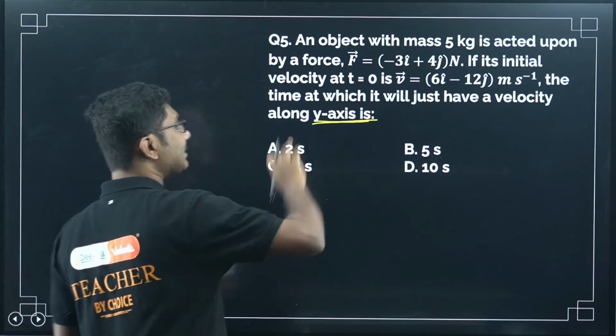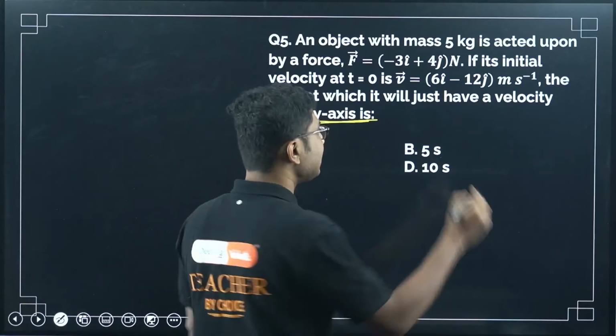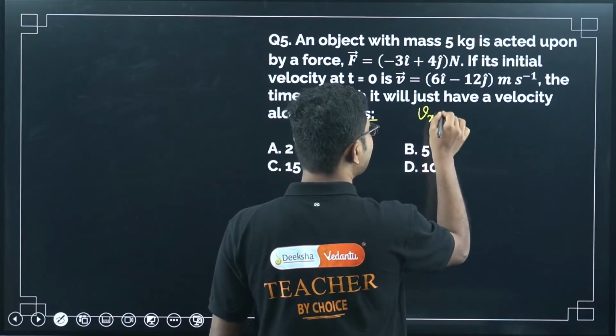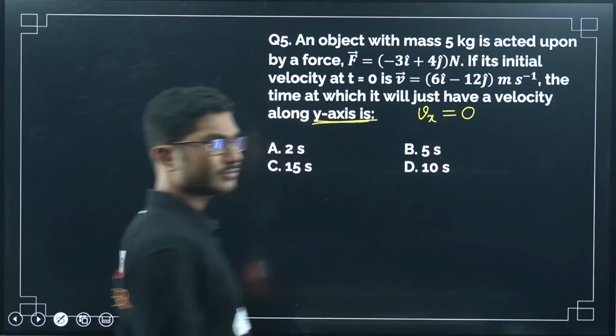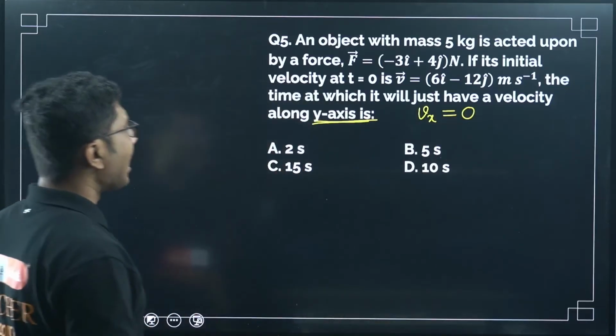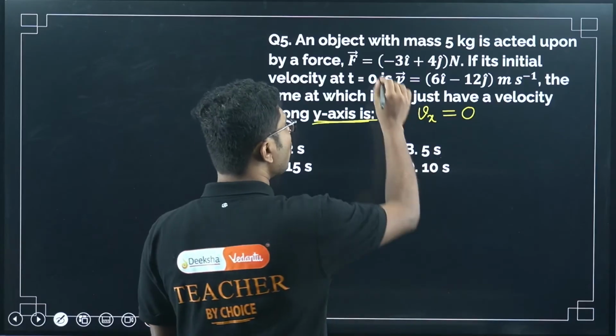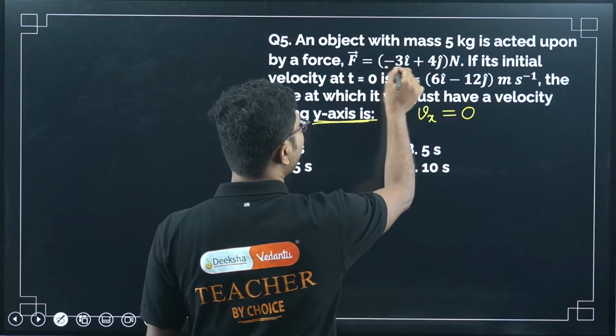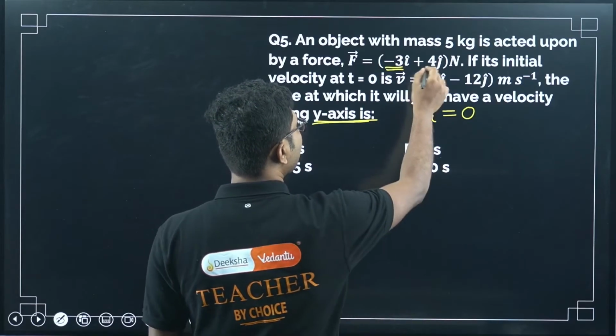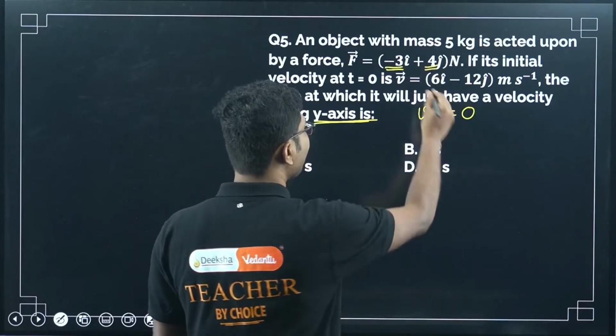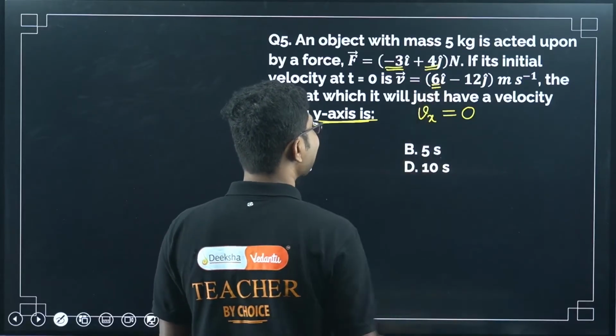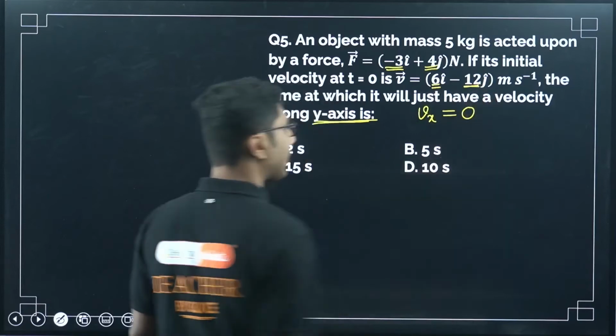So it will only have a velocity along y axis. That means its velocity along x axis will be 0. Now let us see what the problem talks about. There are two components of force, one along x axis and one along y axis. Similarly, velocity will also have a component along x axis and a component along y axis.